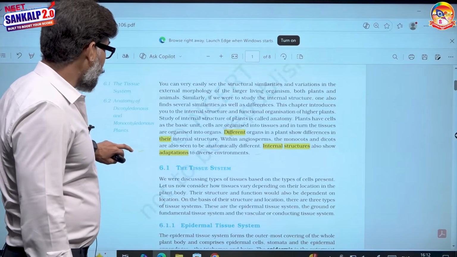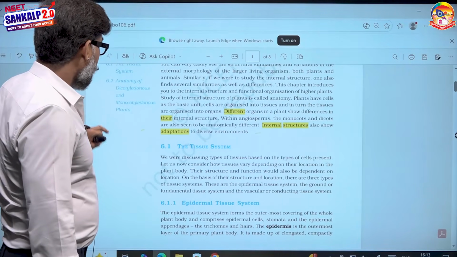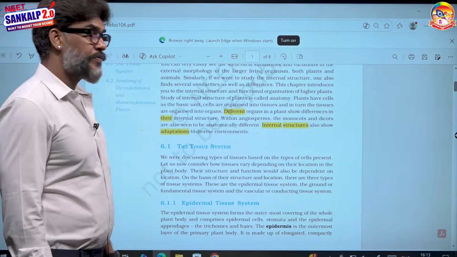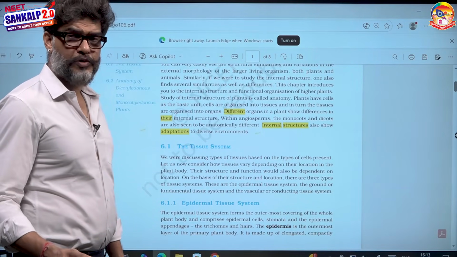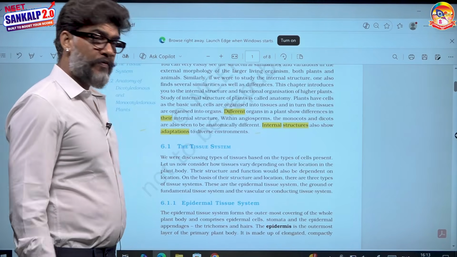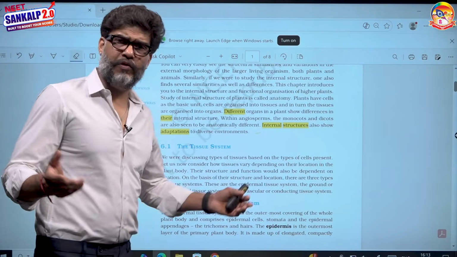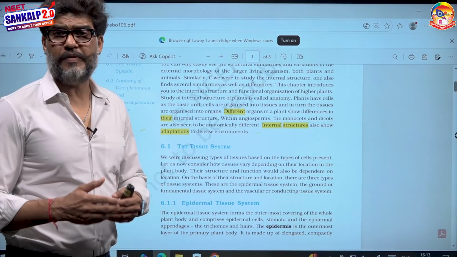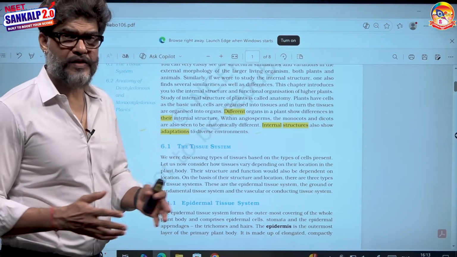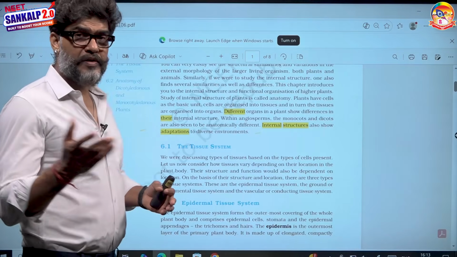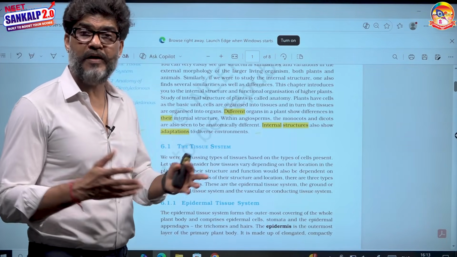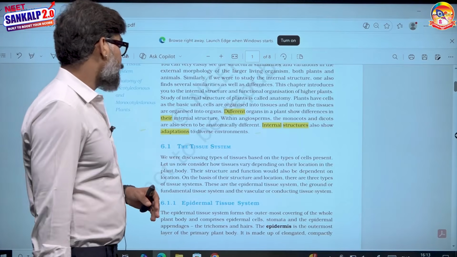There is a content about the tissue system. We have discussed types of tissues based on the type of cells present, meaning simple tissues, permanent tissues, complex tissues. If made up of similar kinds of cells, we call them simple tissues, and if made up of different types of cells, then we call them complex tissues. Xylem and phloem both are complex tissues, while parenchyma, collenchyma, sclerenchyma are the simple permanent tissues.